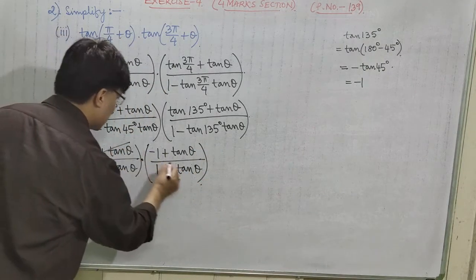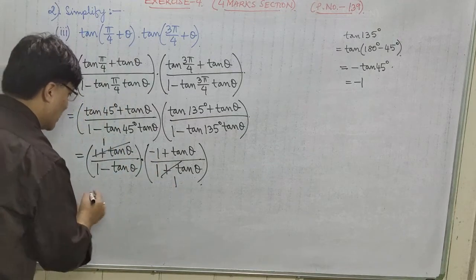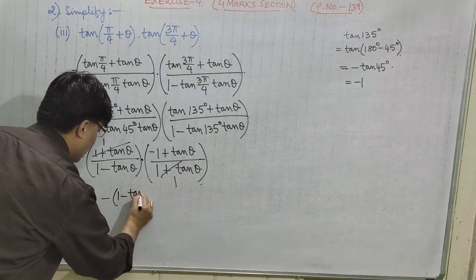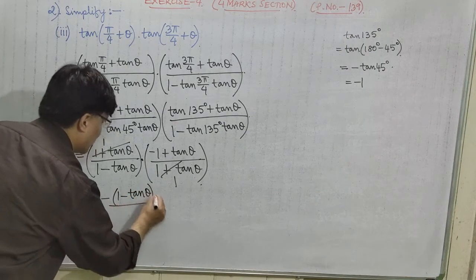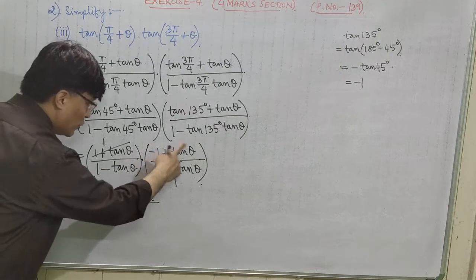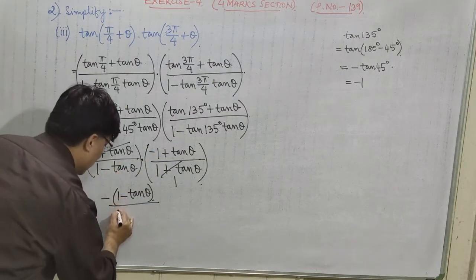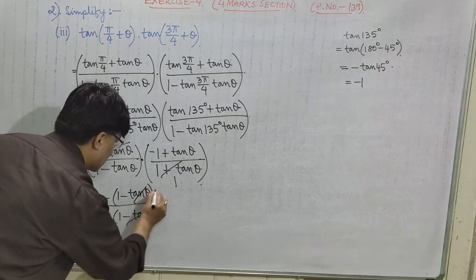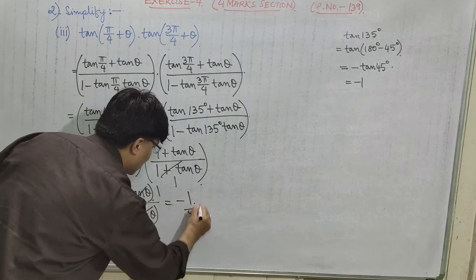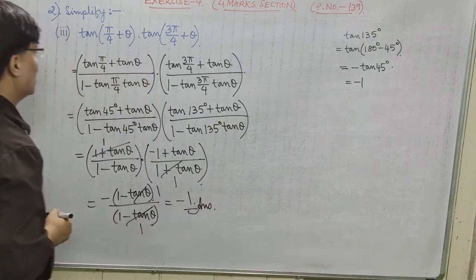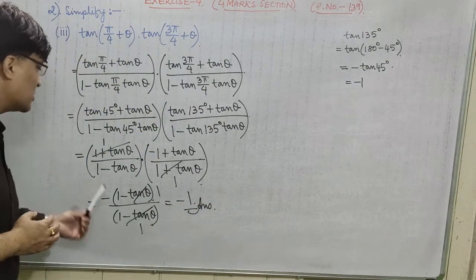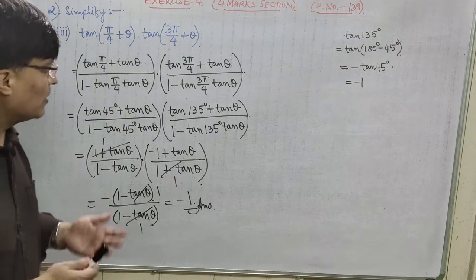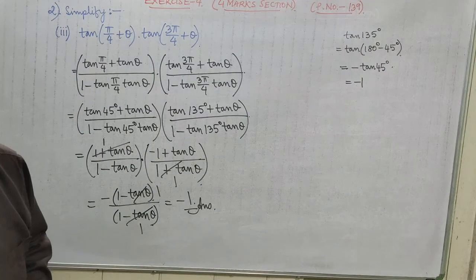Okay, so here you can cancel this 1 plus tan theta. Which is equal to, here minus is common within bracket, 1 minus tan theta, divided by, here minus is taken common, so within bracket we have 1 minus tan theta. So you can cancel them, which is equal to, what is the answer? So the answer is minus 1. So this is the simplified value of this expression, that is minus 1. Okay, now we'll do the next problem. You can copy it.